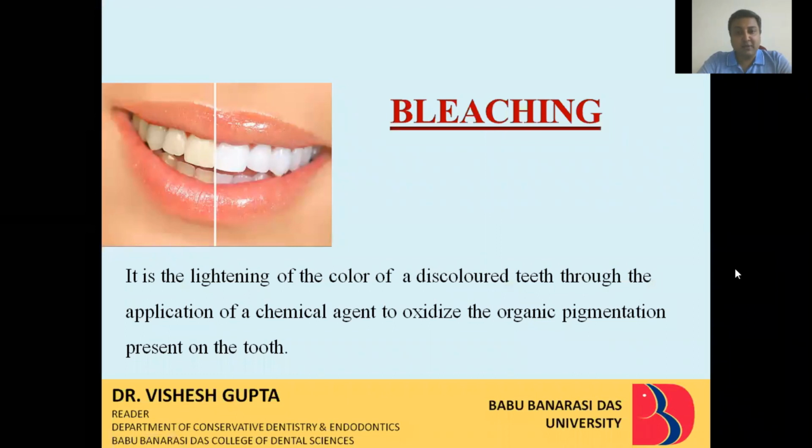What is bleaching? It is the lightening of the color of a discolored tooth through the application of a chemical agent to oxidize the organic pigmentation present on that tooth.